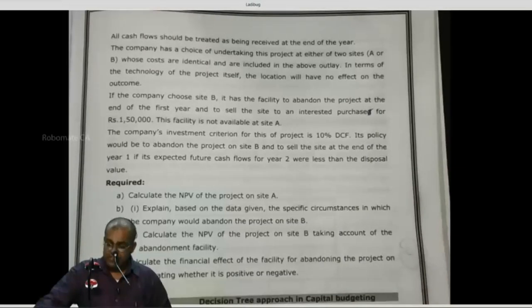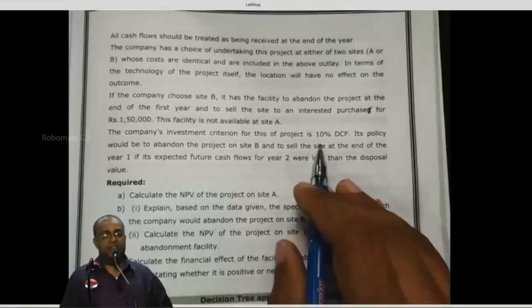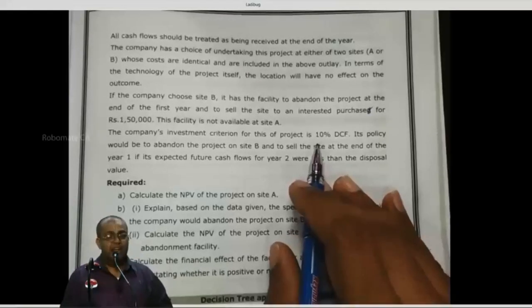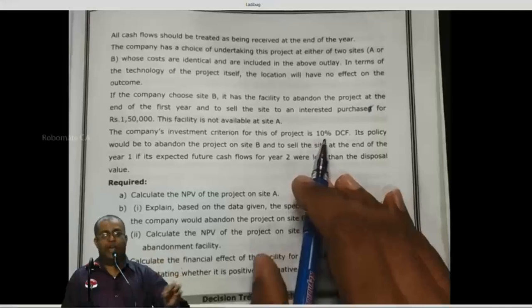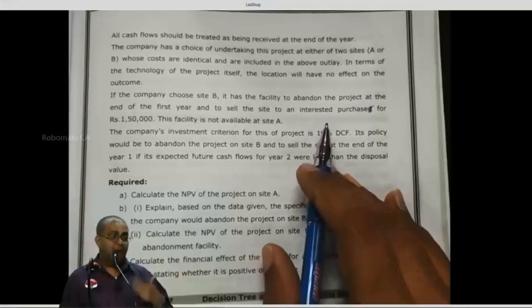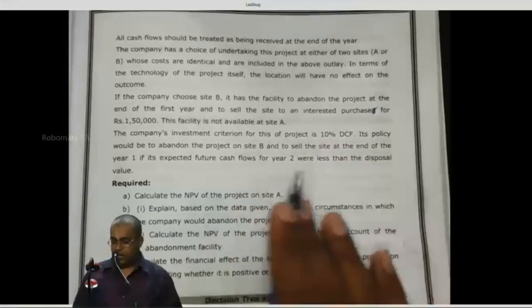Company's investment criterion for this project is 10% DCF. What is the word investment criterion? Cost of capital. Criterion means something that should be met. Okay, you should meet an IRR of minimum how much? 10% is the meaning. So the cost of capital is 10%.